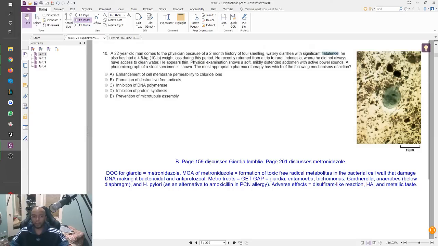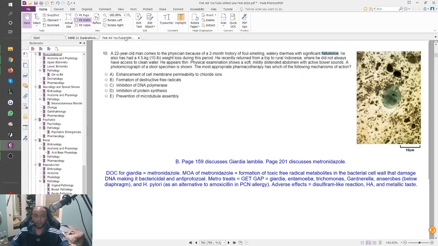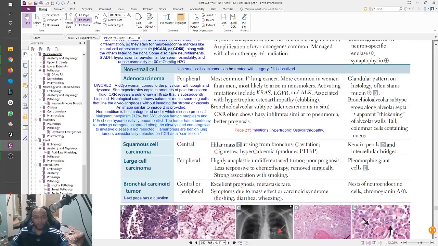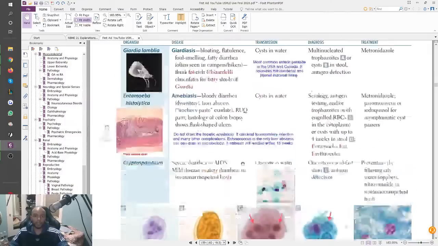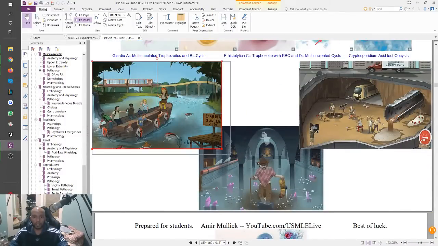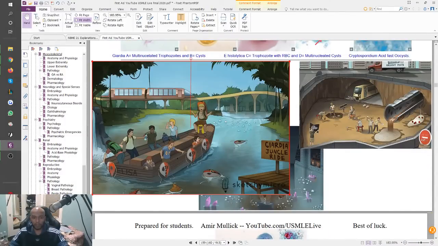But Giardia is treated with metronidazole. And you have to remember this for yourself in any way you can. Page 159. But Sketchy Micro is what I've mastered it with, right? So when I look at Giardia, I always think of this image right here. And then you can always remember, these are what Giardias look like.